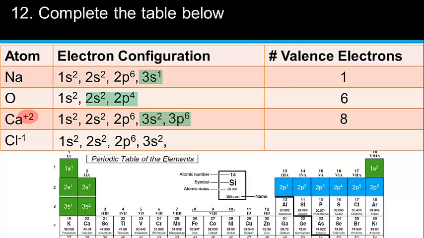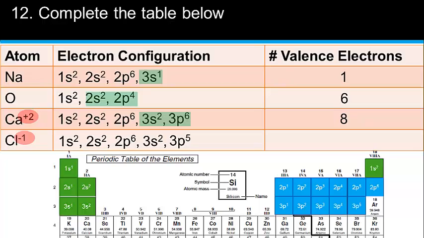Now I'm in the p block, so 3p1, 2, 3, 4, and at 3p5, I find myself at chlorine. Now this isn't plain old chlorine. This is chloride, which means that it has a -1 charge. So to have a minus charge, it would have to gain a negative electron. So to have a negative charge, I've got to gain something negative.